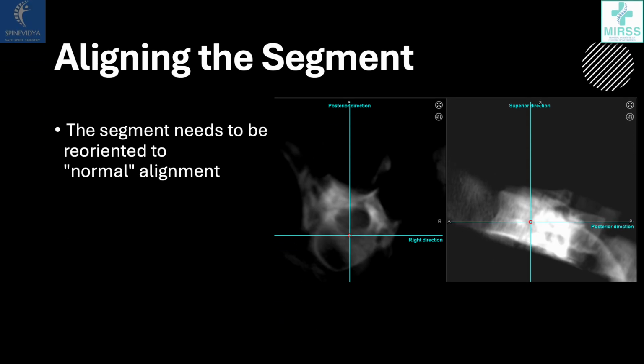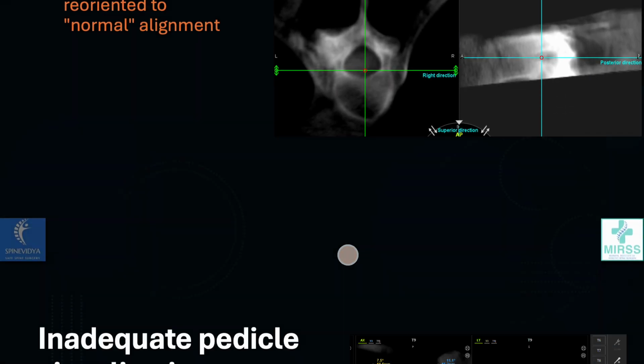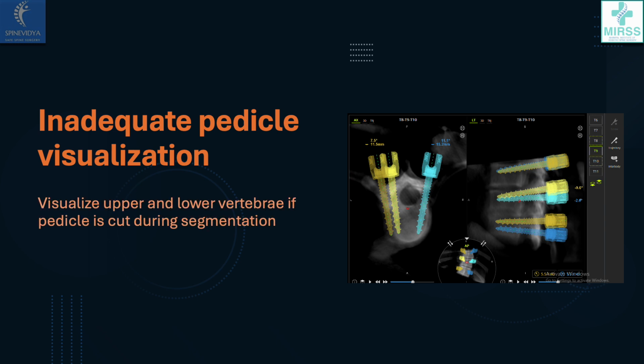After segmentation, planning screws at individual levels can be challenging if 3D deformity distorts the vertebral segment. Restoring normal alignment by adjusting the axes is essential before proceeding with screw planning. In cases where the target pedicle is inadequately visualized, the software enables viewing of the adjacent upper and lower segments, simplifying the planning process.